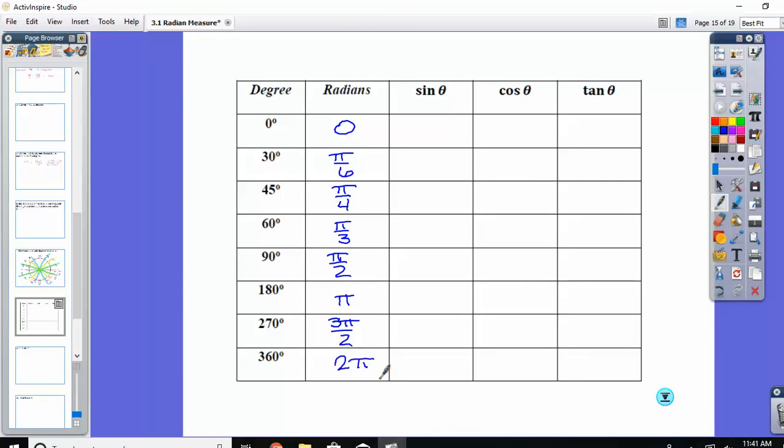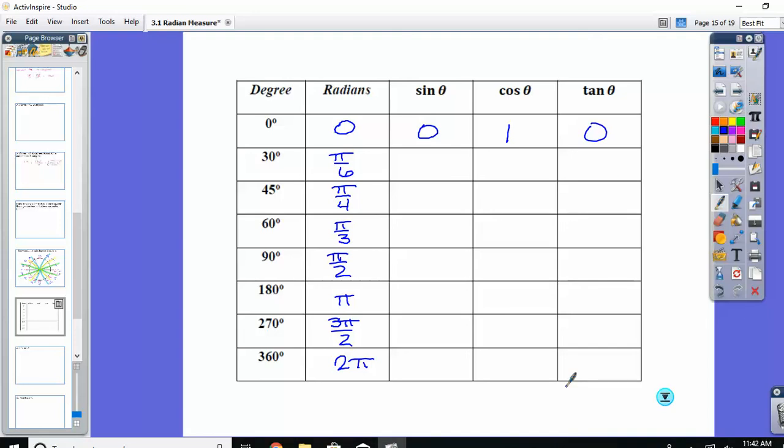Okay, so the reason I put this table is I want you to recognize I don't have to say the sine of 30 degrees anymore. I might say, what's the sine of pi over 6? Because pi over 6 and 30 degrees are the same, the value is the same. So I can ask the question in terms of degrees or radians. So at 0, sine of 0 is 0. Cosine of 0 is 1. Tangent of 0 is 0.